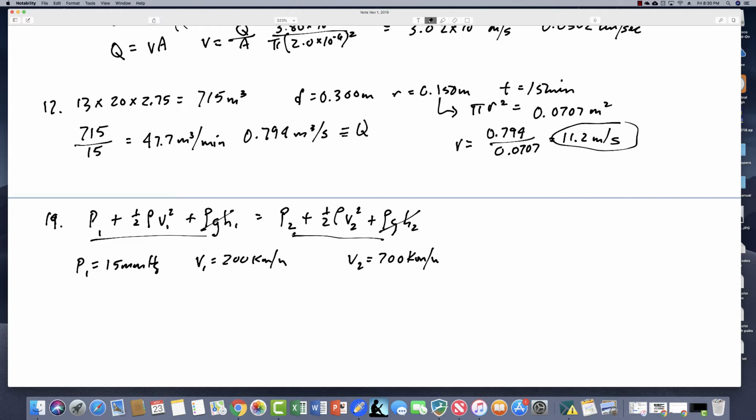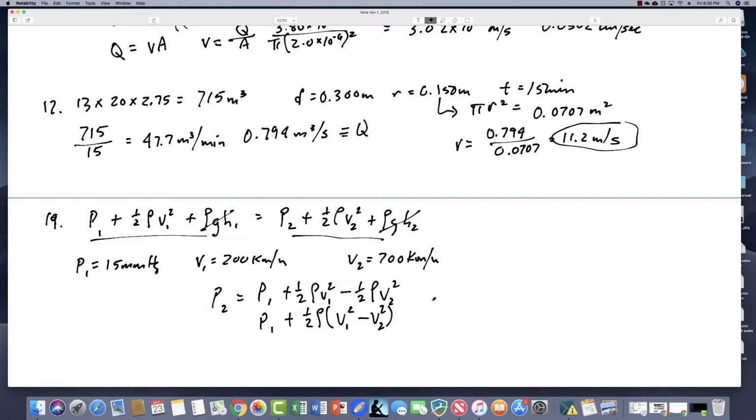And so the question is, you know P1, you know everything here except for P2. So if we solve this equation for P2, P2 is going to equal P1 plus 1/2 rho V1 squared minus 1/2 rho V2 squared. So P1, and it's going to be plus 1/2 rho times V1 squared minus V2 squared.